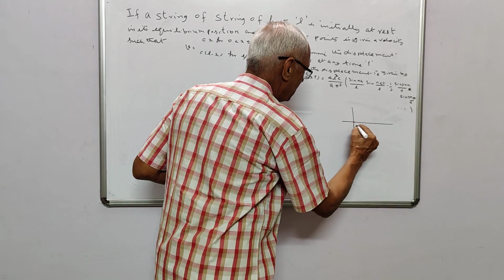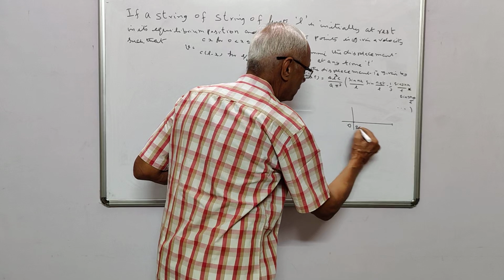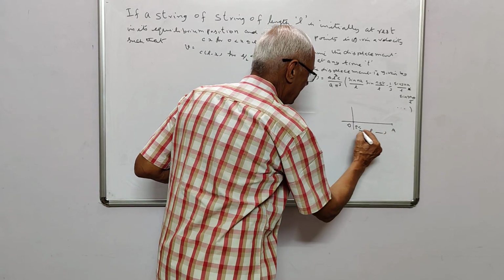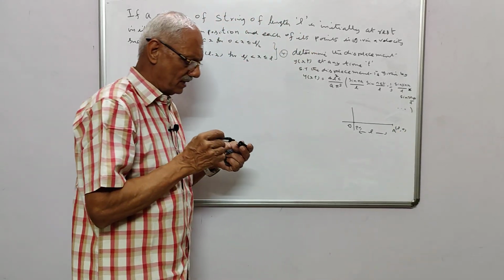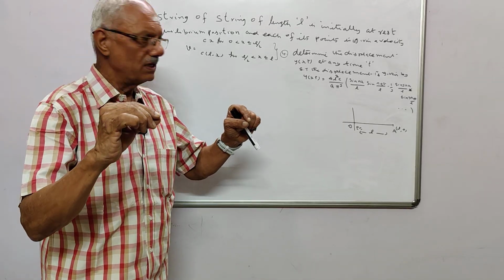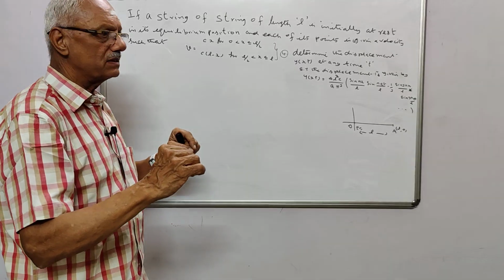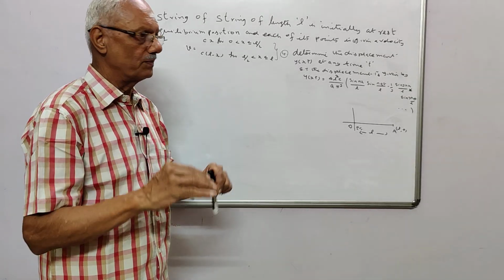It is like this: this is one point, 0, and let us take this to be OA, and this length is L. And you see that the string is stretched between two ends, O and A, and that it is subjected to a vibration by giving a velocity.